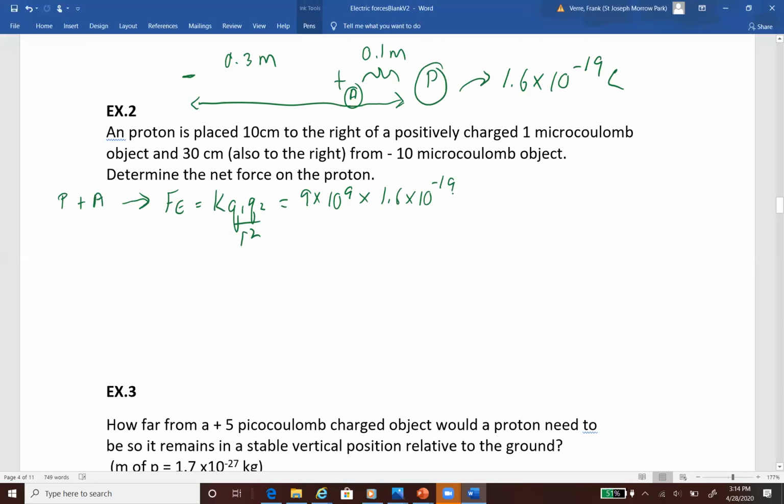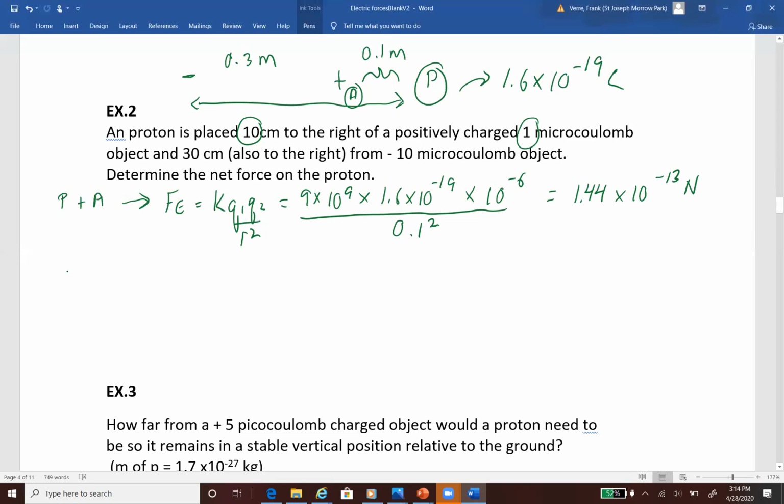All right. Times the charge of A. It says A is 1 microcoulomb, so that's 10 to the negative 6, over r squared. It's a distance of 10 centimeters or 0.1 meters. Okay, so if we work that out, that comes out to a force of about 1.44 times 10 to the minus 13 newtons.